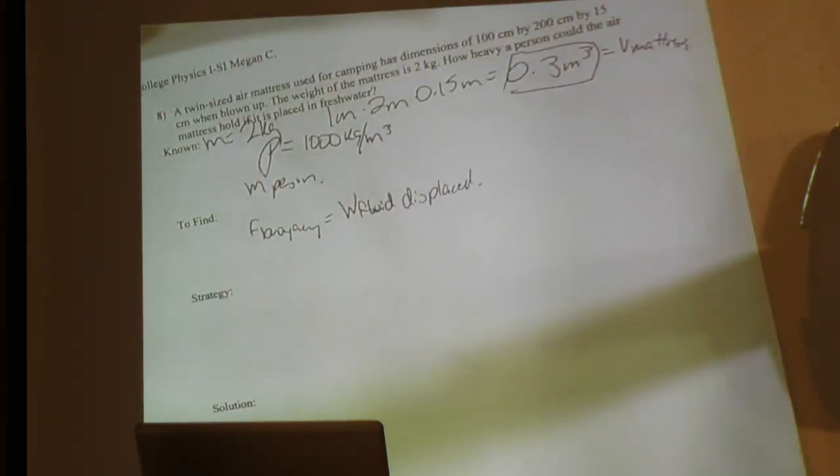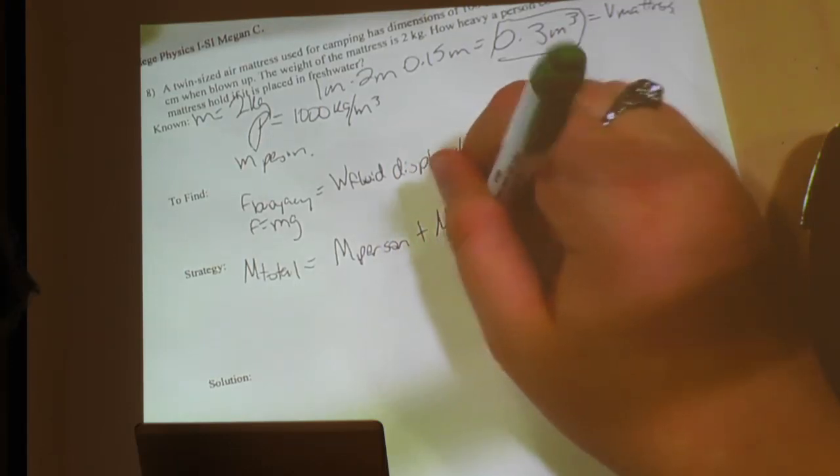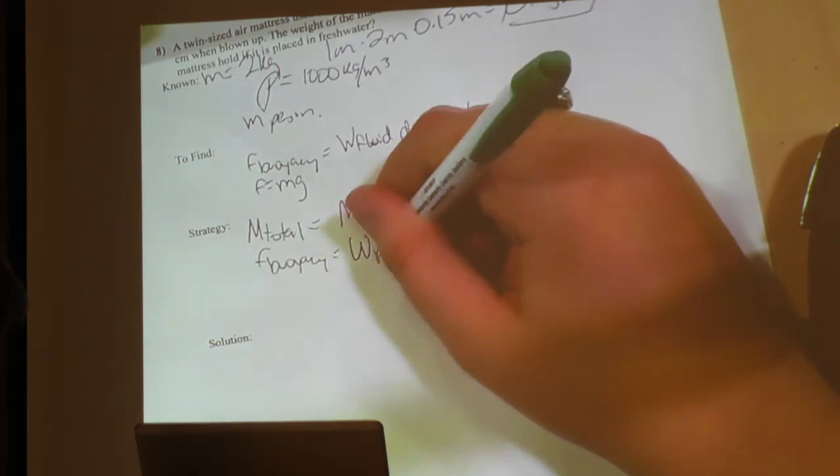And then we know that the force here should still be mg, because remember it should be mass times acceleration, in this case gravity. And then we know that the mass total will be equal to the mass of the person plus the mass of the mattress. We know that the force of buoyancy is equal to the weight of the person here. So this will be equal to the mass total times gravity.